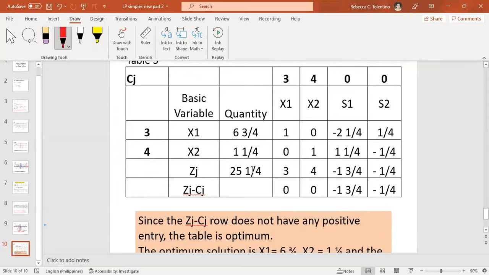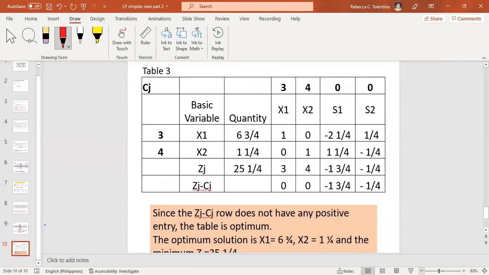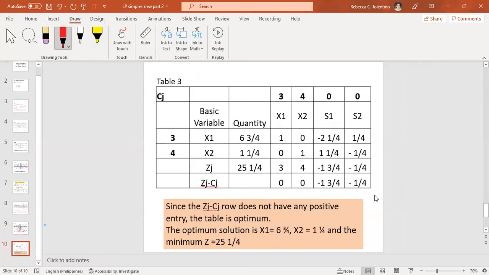And this time, when you do the computation, all the last entries are zeros and negative. So the optimum solution is x1 equals 6 3/4, x2 is 1 and 1/4, and the minimum value of z is 25 and 4. Okay? Question, guys?